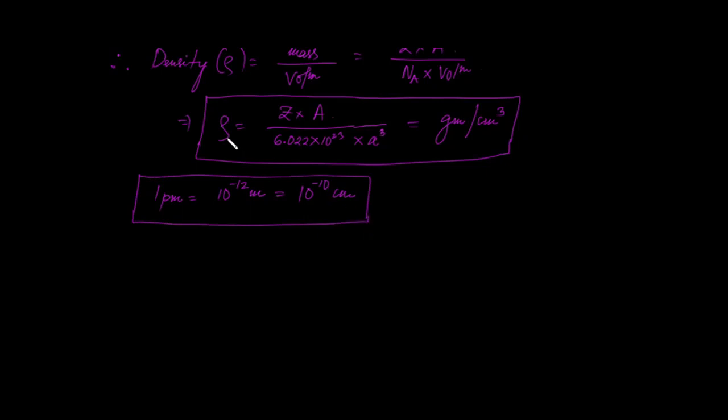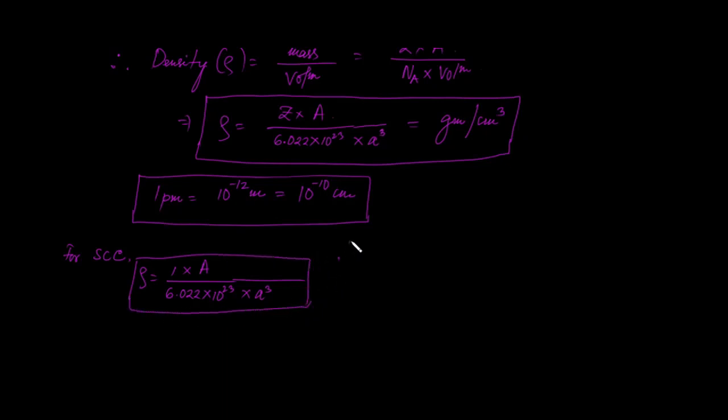So this is the formula for density. For a simple cubic cell, rho equals z, and the value of z for simple cubic is 1, as we saw in the last video, so rho equals A divided by 6.022 into 10 to the power 23 into a cube. This is for simple cubic.